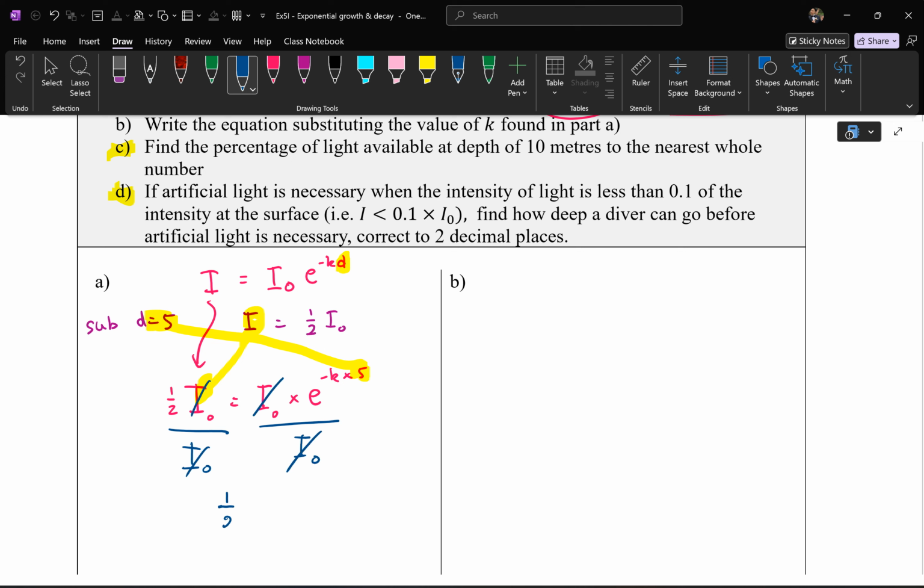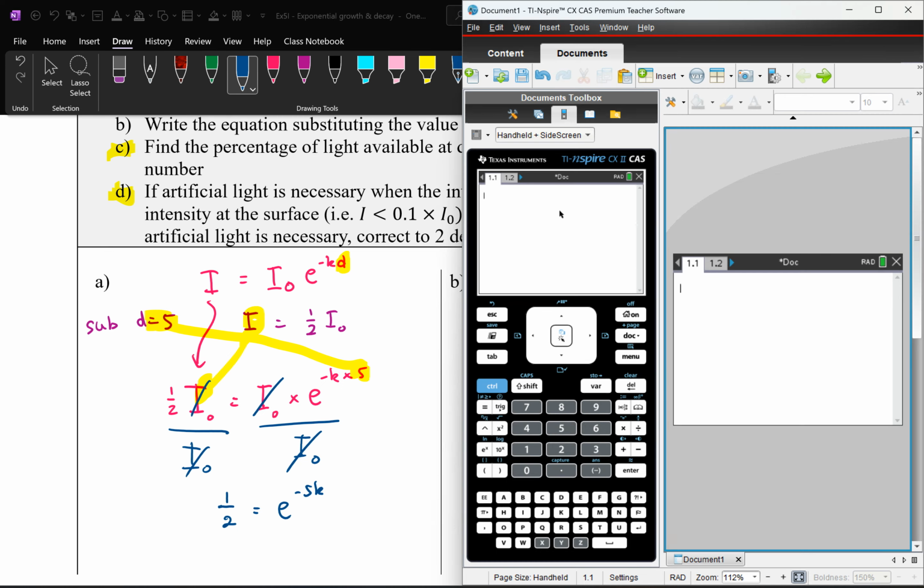Hands up if you got up to this step where it's half equals e to the negative 5k. Hands up if you got that step. Very good. That was key. Getting up to that point, now you can use a CAS or you can do it by hand. I'm just going to use a CAS because I'm a bit lazy right now. So I'm going to go menu 3-1, so solve 1 on 2 equals e to the power of negative 5 times k. Make sure this is Euler's number, so use the E button and not the letter E. Solve for k.